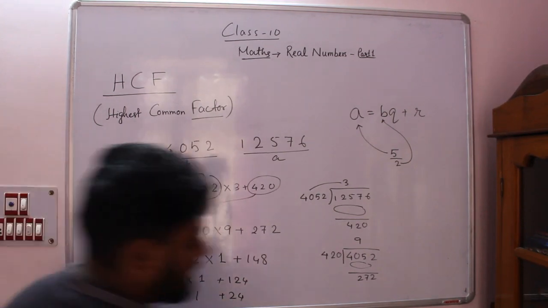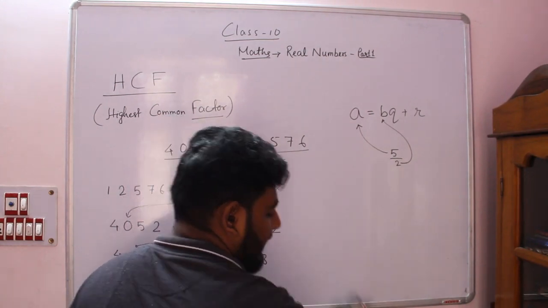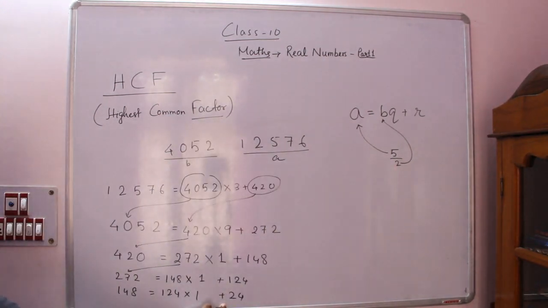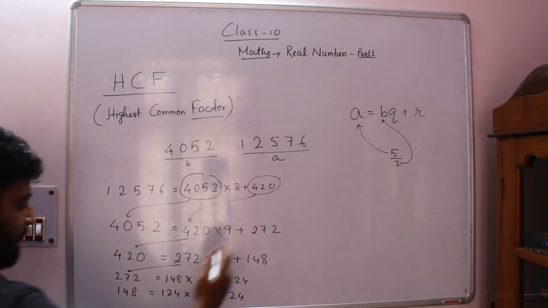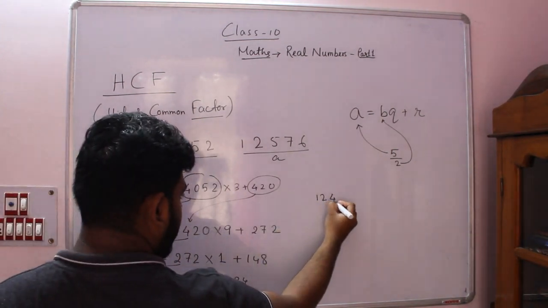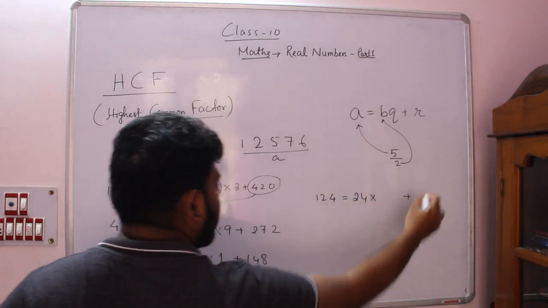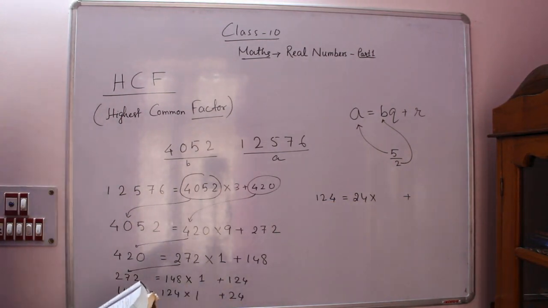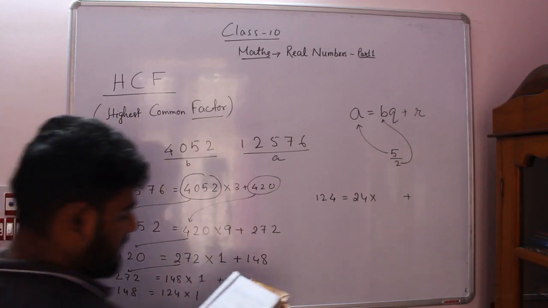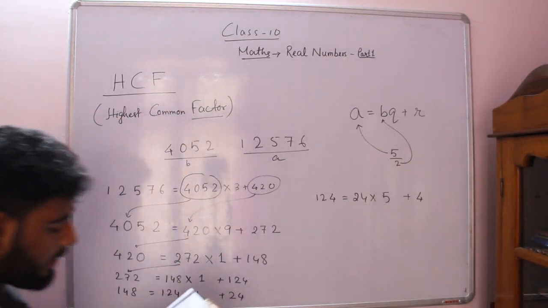Now since I have no space, I am writing it here. Again, is the remainder 0? No. So we will do the step next time. So 124 can be written as 24 multiplied by something plus something. That means 124 has to be divided with 24. So this will be your 5s and the remainder will be 4. Again the remainder is not 0.